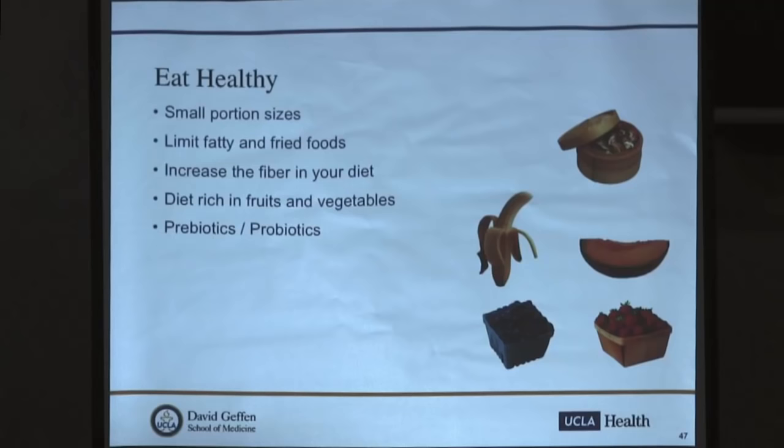So eat healthy, and that's, again, small portion sizes, especially in patients that are obese. Limit fatty and fried foods, fiber in your diet that we talked about, plenty of fruits and vegetables, probiotics and prebiotics. Prebiotics are non-digestible food ingredients that stimulate growth and or activity of bacteria in the gut. And there's a lot of prebiotics in vegetables, like salad greens.